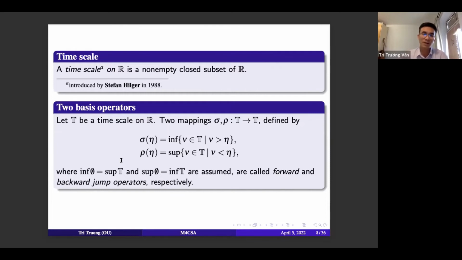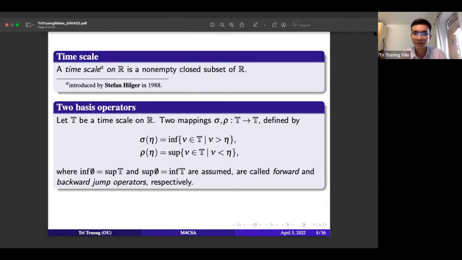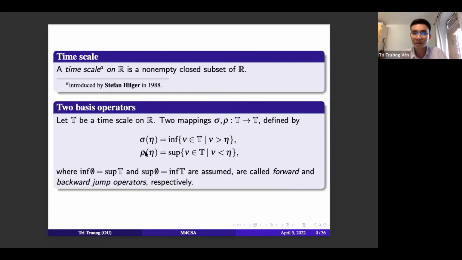So let's talk about the time scale. A time scale is a non-empty closed subset of R, first introduced by Stefan Hilger in his PhD framework in 1988. On a time scale, very important operators are the forward and backward jump operators, and they can be defined by these formulas.